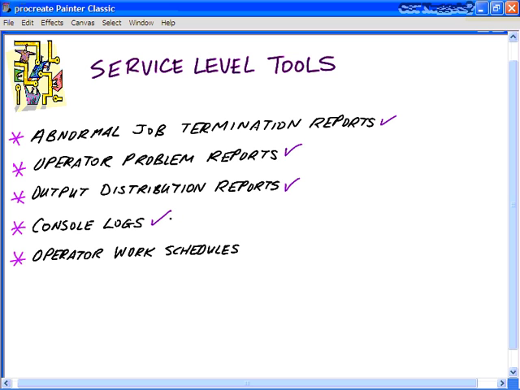Console logs, another very valuable service level tool. Console logs can be created by servers, by networking devices like routers, switches, and multi-layer switches, including network-enabled appliances like firewalls, intrusion prevention systems. And of course, operator work schedules are very important as well. These are typically maintained by IS management, and these are going to help human resource planning.